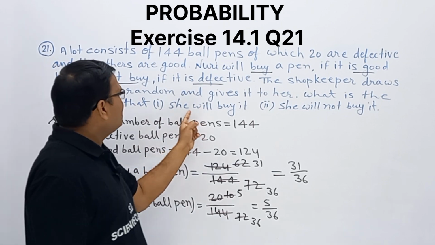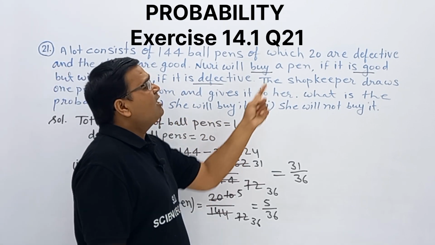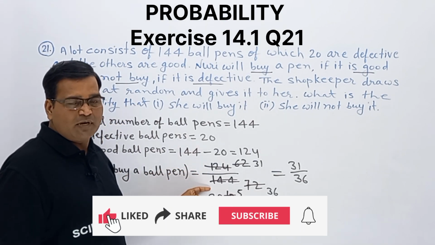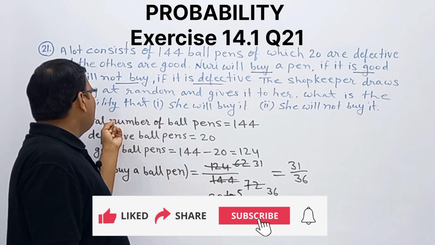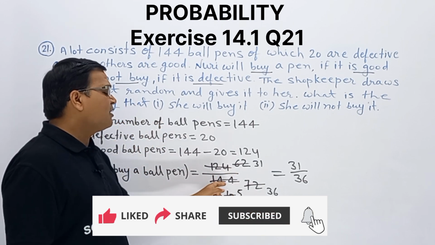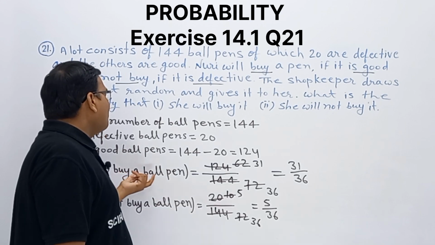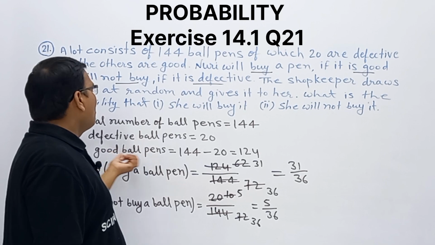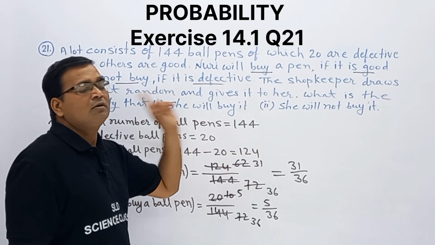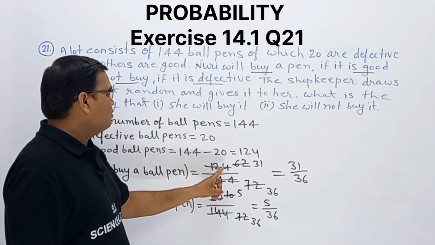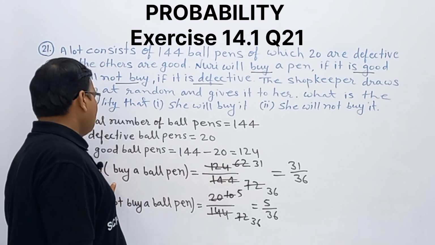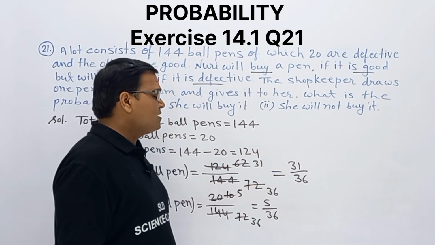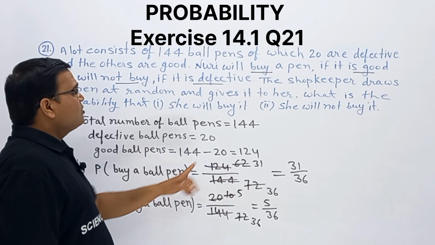So now the first question is saying, she will buy it. When she will buy it? If it is a good one. So probability of buying a ball pen will be number of favorable outcomes divided by total possible outcomes. Total possible outcomes, in which we use the total number of ball pens, we are having 144. Good ball pens we are having 124, and this is the number of favorable outcomes. So 124 divided by 144 will be the required probability. Once we solve, we are getting 31 upon 36. Clear?